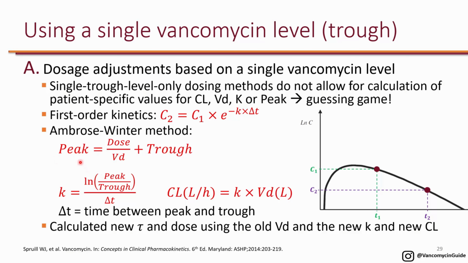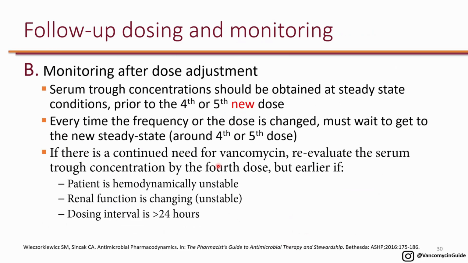And then based on this estimated peak, you can re-estimate the K. Previously you used the K from population kinetics. Now you semi-individualize it, because the trough is from the patient, but the peak is still estimated. So overall, this K is not truly individualized. And then you can recalculate the clearance based on the new K and the volume of distribution from population kinetics from before. And then once you get these new values, you can calculate new tau and dose using the old volume of distribution and the new K and the new clearance.